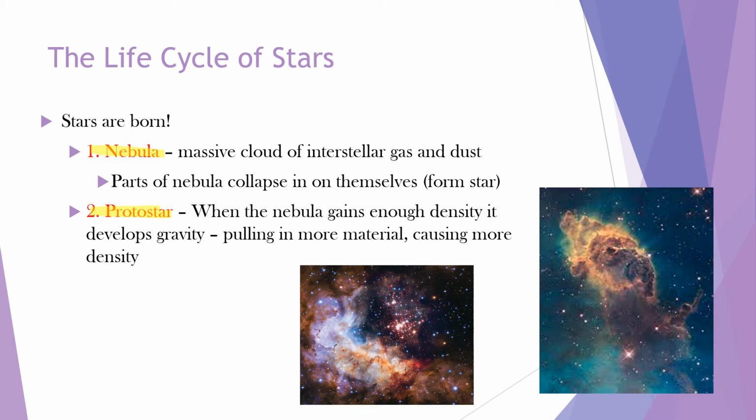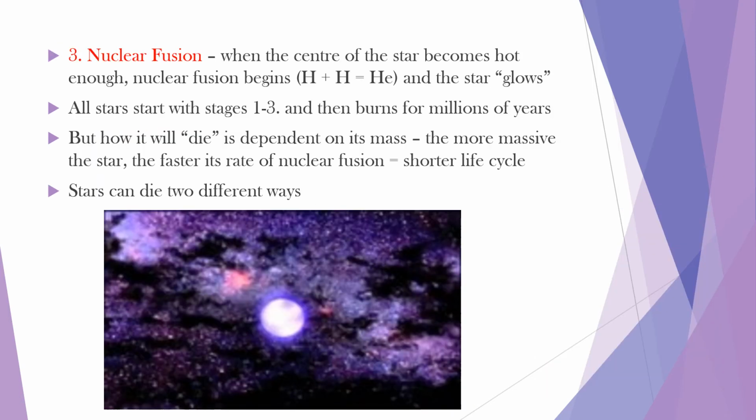Okay, but the first two steps starts with a nebula. Okay, so the nebula is just a cloud of gas and dust that starts to collapse in on itself. Okay, and then once enough of that material starts collapsing in, this allows the nebula to gain more density, and once it becomes more dense, it develops gravity, which becomes the protostar. And once there's gravity, that pulls more and more and more material into the center, which causes an even greater density. Okay, as the protostar gets more and more dense, eventually it's able to start nuclear fusion. Okay, so that will bring us to our third step of the birth of a star.